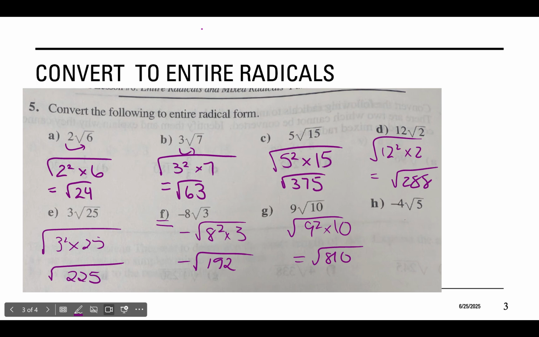And the last one, similar to F, we need to keep the negative out. Just move the number back under the root sign and multiply by what's there. So negative 80. So that's our first part. And I think going into entire is easier as long as you remember, square it, multiply what's there, and all stays under the root sign.